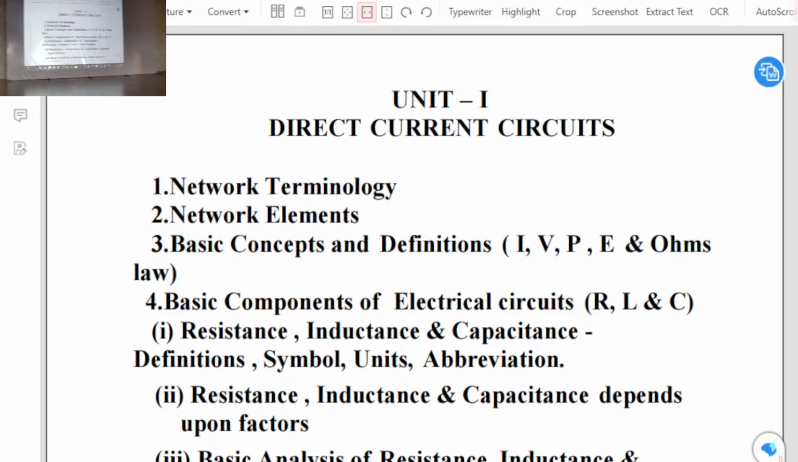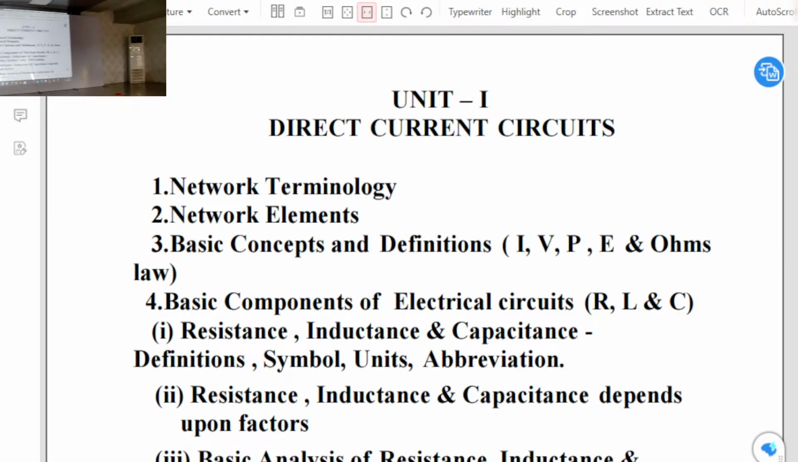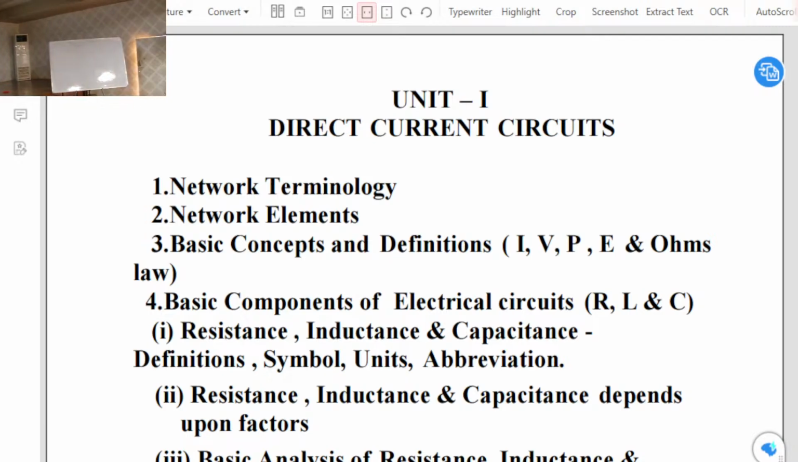Now come to DC circuits. We have network terminology; we need to study the network terminology. Second one, network elements. Third one, basic components and definitions: current I, voltage V, power P, energy E, and Ohm's law.